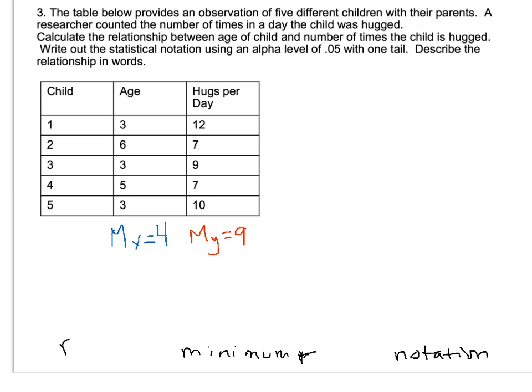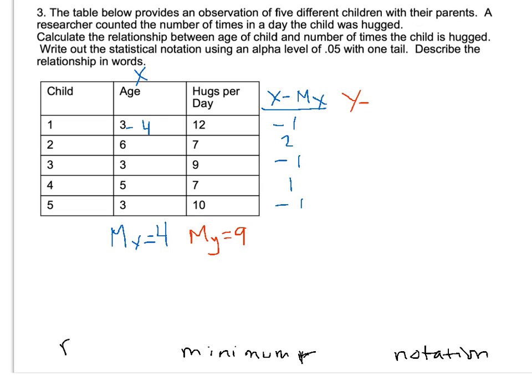The next thing I'm going to do is create an X minus MX column. And right now I'm treating my age as X. So essentially I'm doing minus 4 to all of these. And as I go down that list, I have -1, 2, -1, 1, and -1. I'm going to do the same thing for my Y.